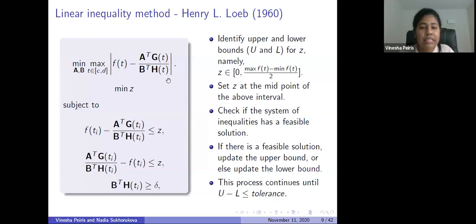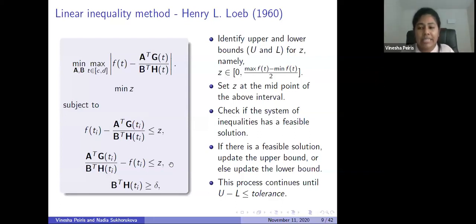So what they do in this linear inequality method, they take the generalized rational approximation problem, and then they take the variable z to be the maximum deviation, and then they come up with these inequalities. So if we include z into our decision variables, these inequalities become nonlinear. So what they did, they identify the upper and lower bounds for this z, and then they fix z at the midpoint of this interval. And then they wanted to check if this system of inequalities has a feasible solution. And according to the feasibility, they update the upper or the lower bounds.